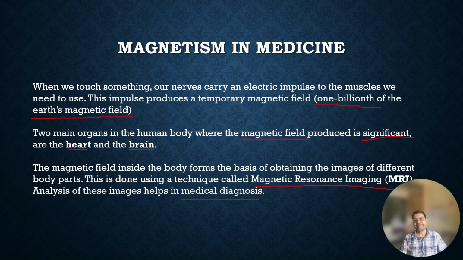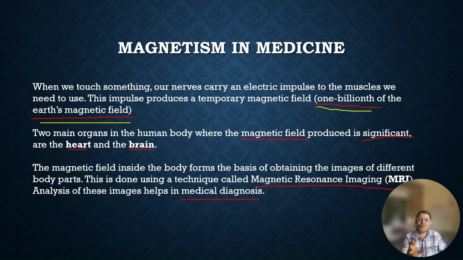Next, magnetism in medicine. In our own body, there is also electricity. That means current, electricity is passing through our body. When we touch something, we can feel that, because there are electrical impulses passing all the way through the nerves. And because electricity is passing, obviously a magnetic field will also be there. But it is 1/1000th of the Earth's magnetic field. It is very, very small.